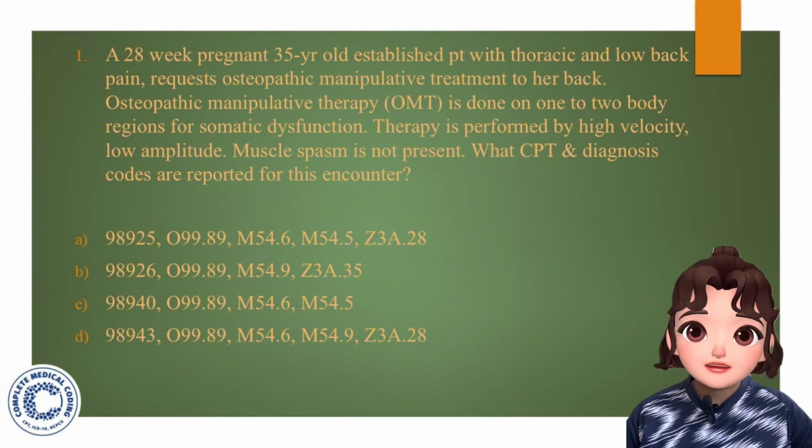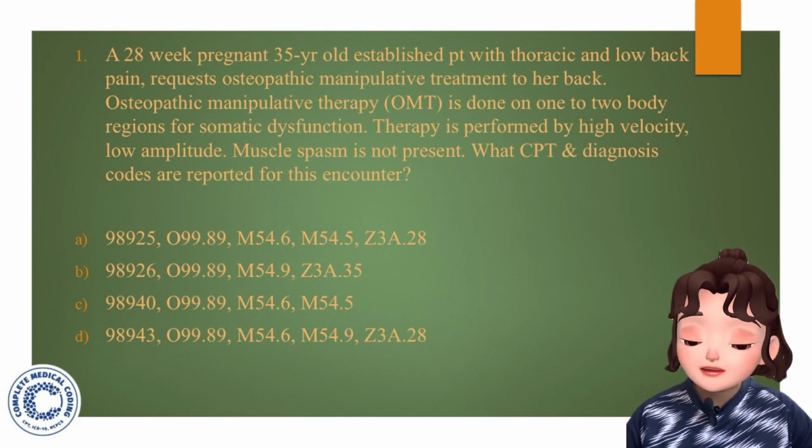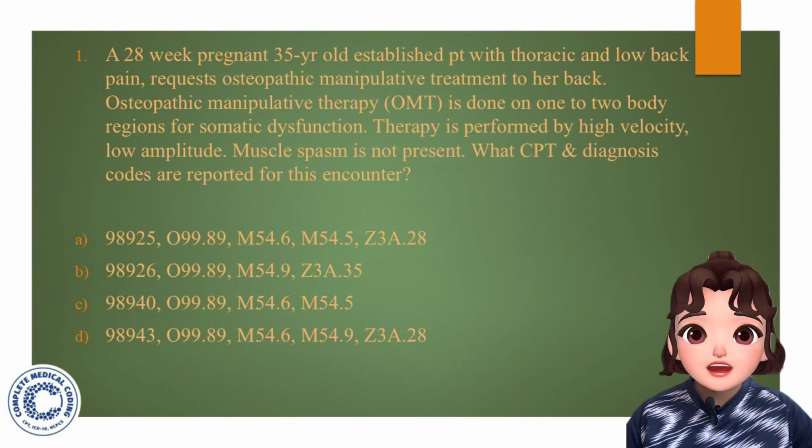So just open the CPT code book and go to the first CPT code in option A, 98925. If you check 98925, that is the osteopathic manipulative treatment, 1 or 2 body regions involved. This is the CPT code that we need.